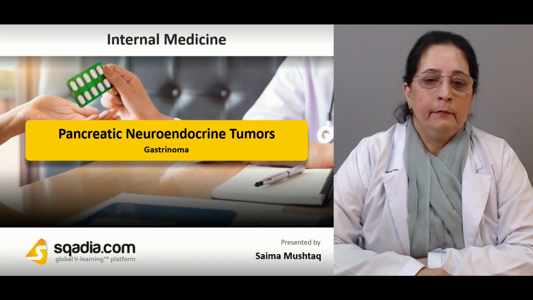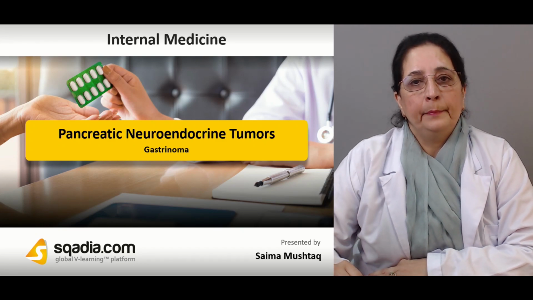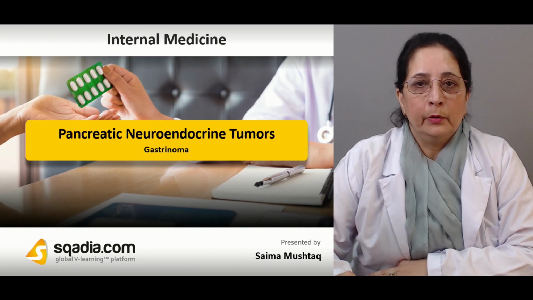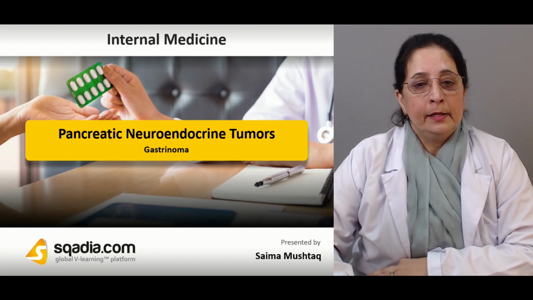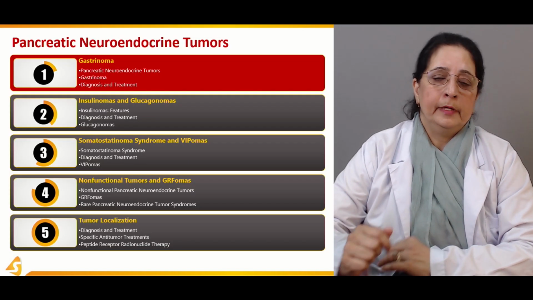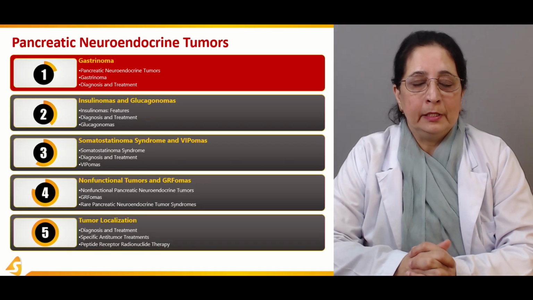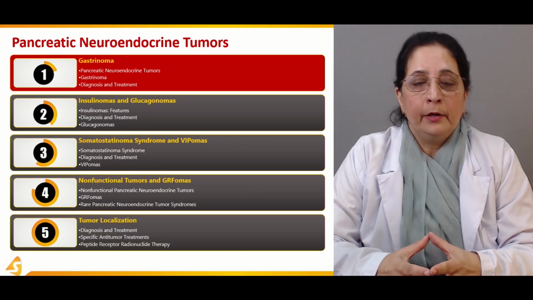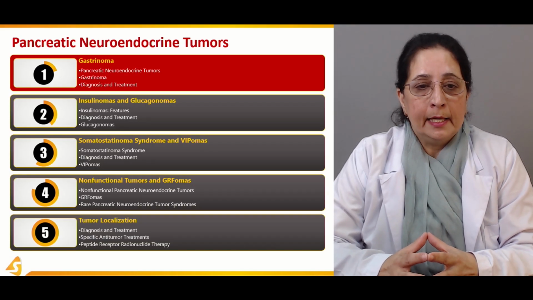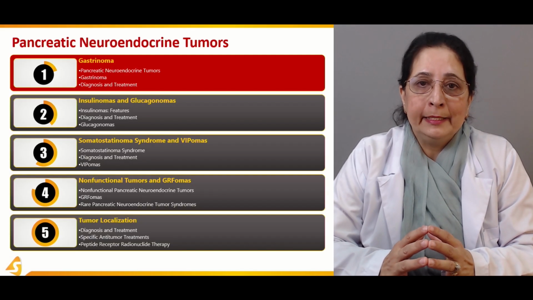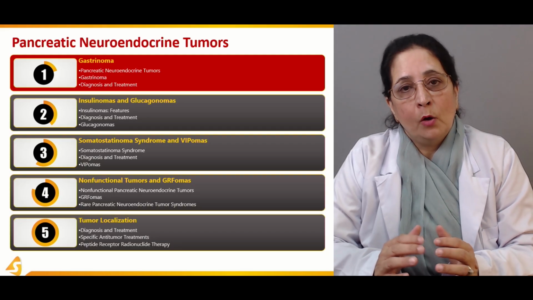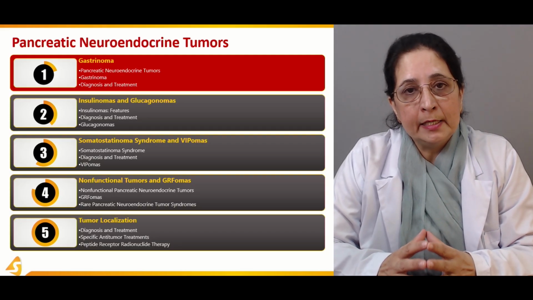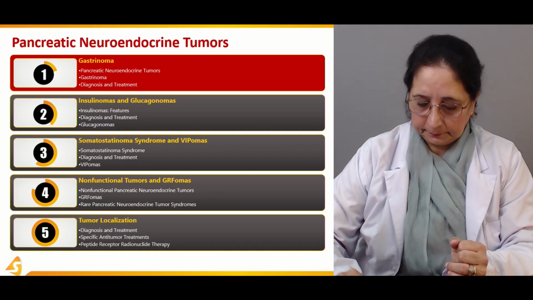So let's begin with our lecture on pancreatic neuroendocrine tumors. In the first section of this lecture, we will talk about the overview. What are pancreatic neuroendocrine tumors? And then we will talk about the gastrinomas and how we diagnose and treat the gastrinomas.